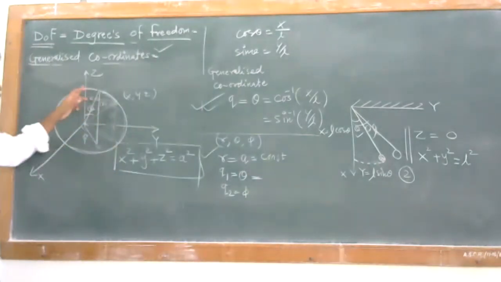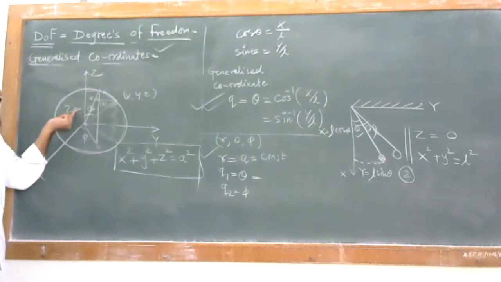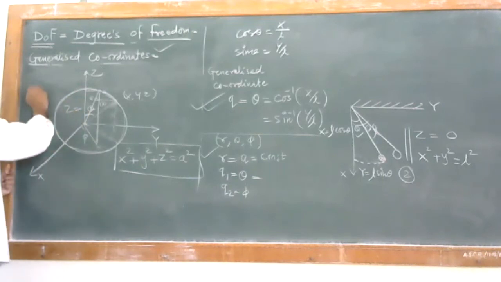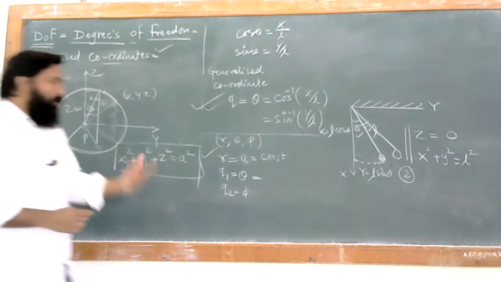Here we have to check the angle. Let us say this is equal to z. So I will find out the value of z, and that is nothing but cos of theta is z upon a, and so z is equal to a cos of theta.